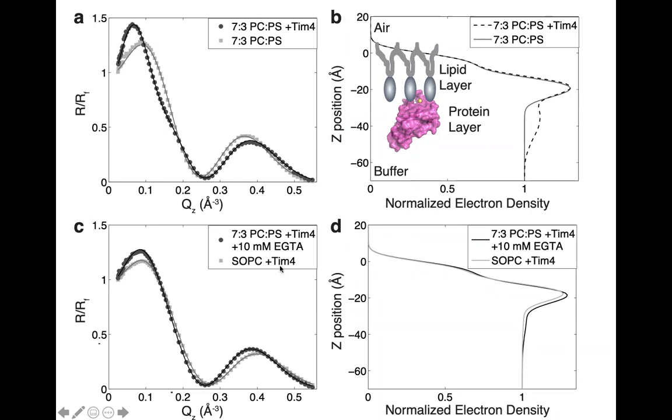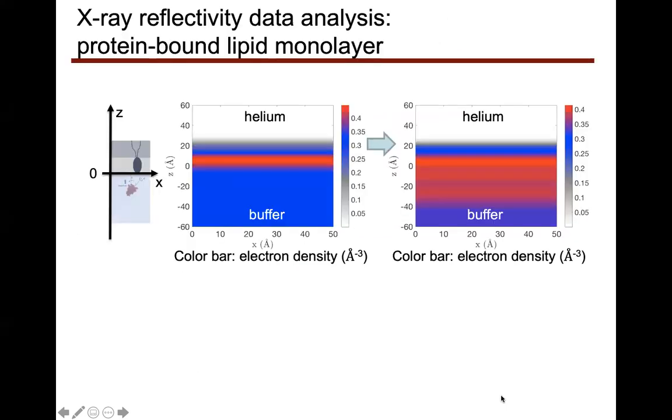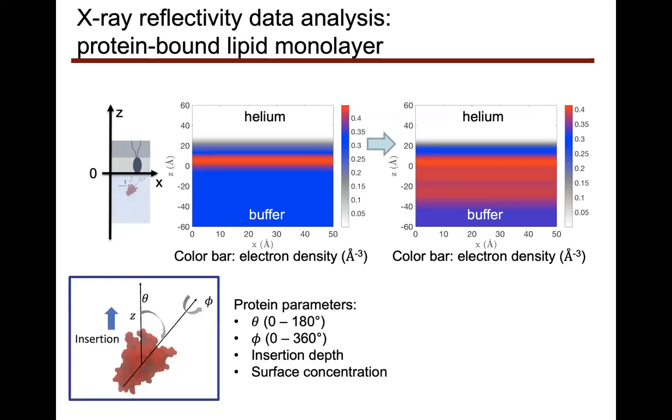And what we have done is to just show that if we were to remove the calcium by EGTA, then there's no difference. Or if we were to remove the PS, which is the binding partner, there's also no equivalent adlayer that is adsorbed at the interface. And so the X-ray reflectivity analysis that we do in the presence of the protein uses the structure of the protein as a starting place.